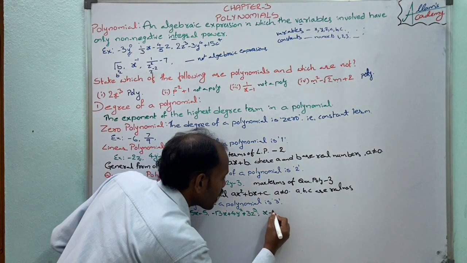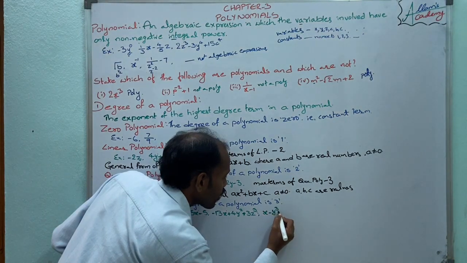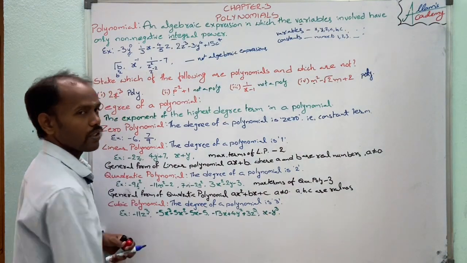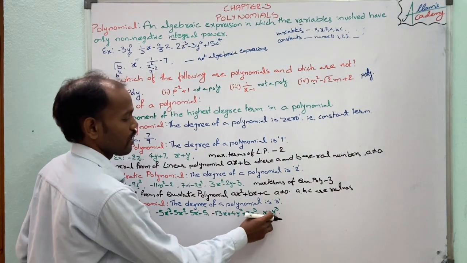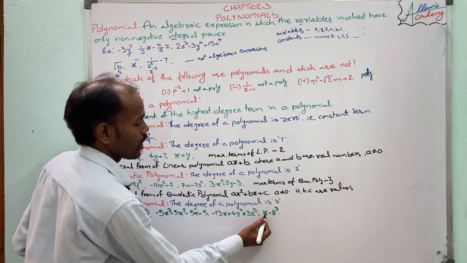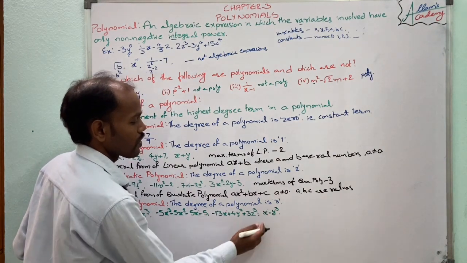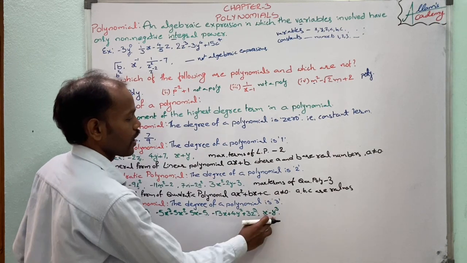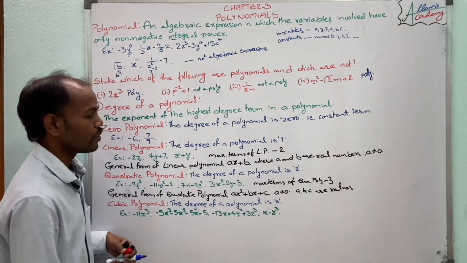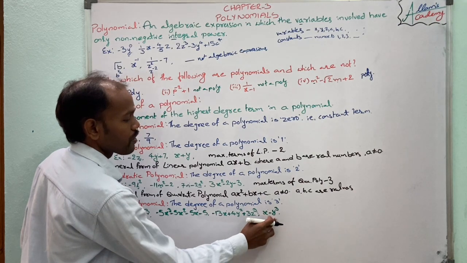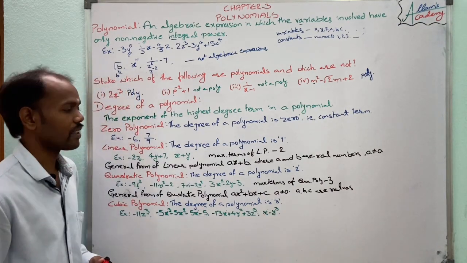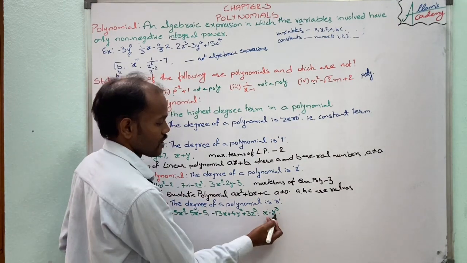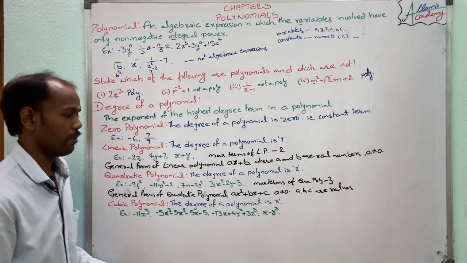x minus y cube. Now here in this example, there are only 2 terms, one is x, another one is minus y cube. The x term has the exponent 1, so this term's degree is 1. The minus y cube term has variable y and its degree is 3. So observing both, the highest degree is the y power, that is 3. So the degree of this polynomial is 3. So it is a cubic polynomial.